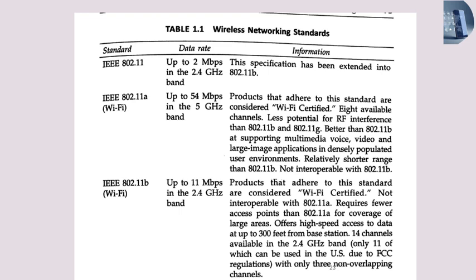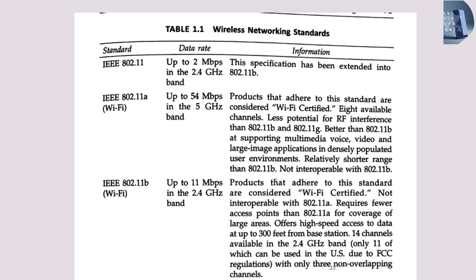So, in our figure, the following 802.11 standards are being used for wireless local area networking. So here IEEE 802.11, the data rate is specified as up to 2 Mbps in the 2.4 gigahertz band. This specification has been extended into 802.11b.